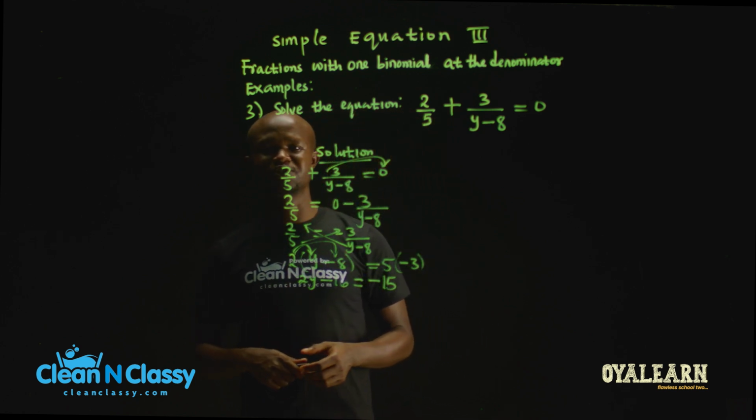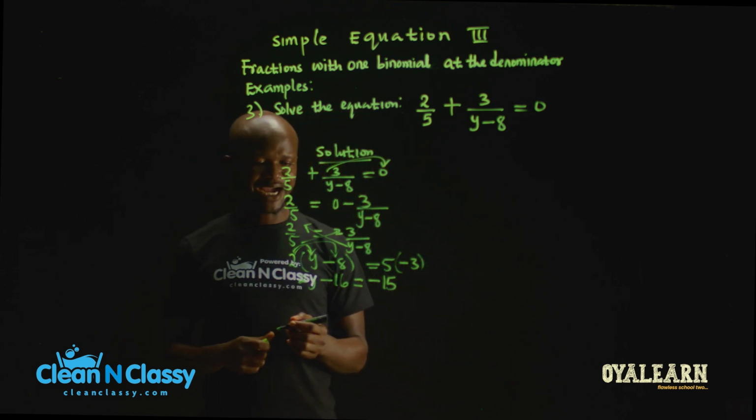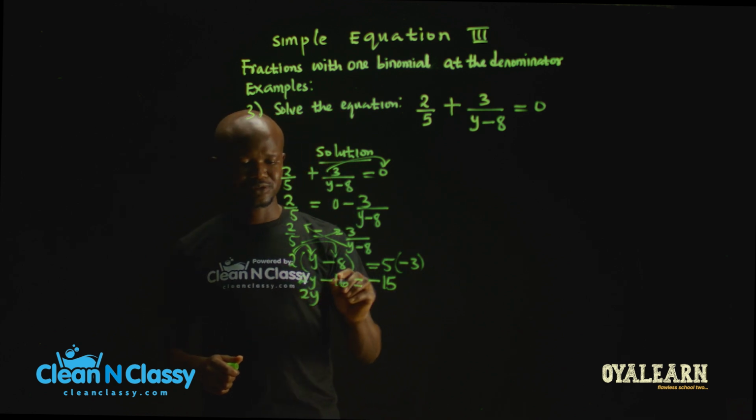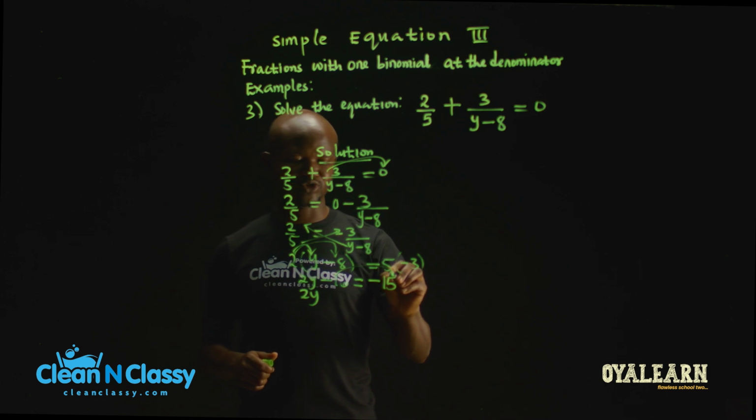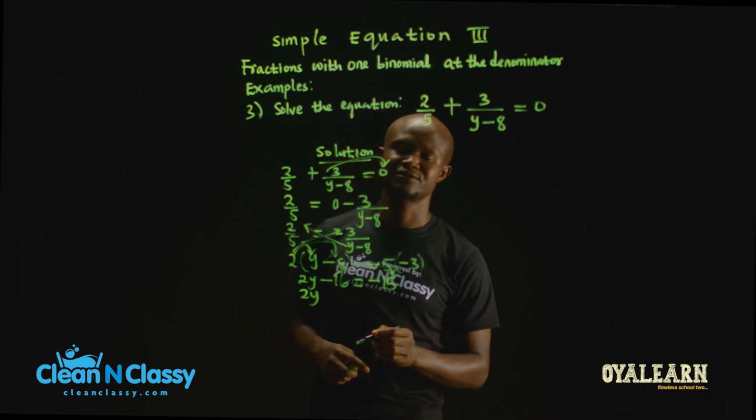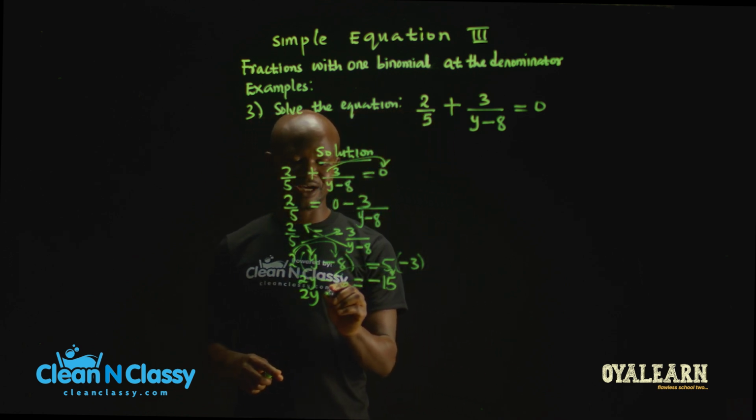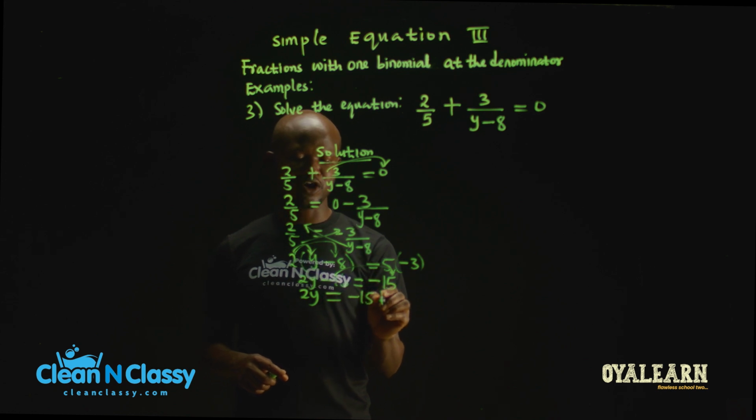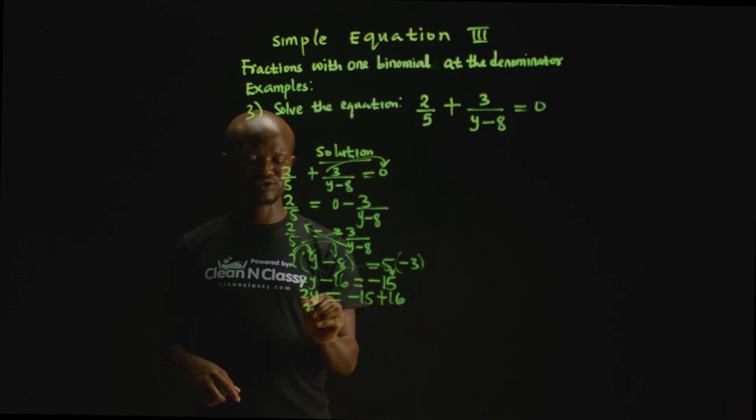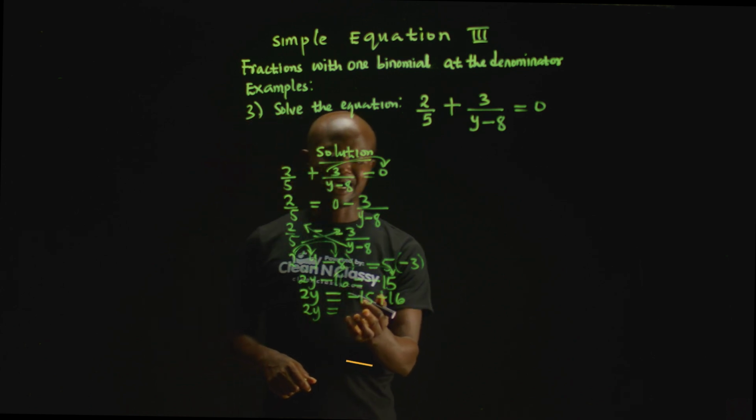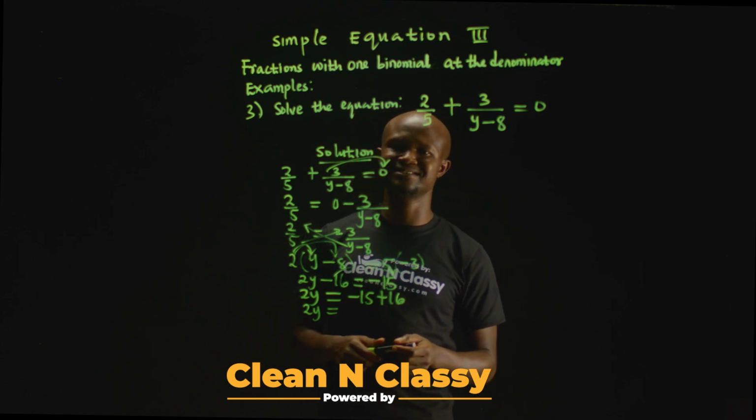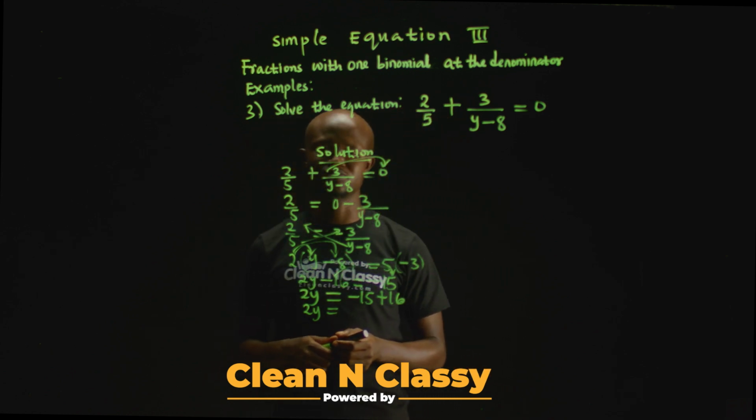Now, the next step is to collect the like terms. Minus 16 and minus 15 are like terms. We are going to take minus 16 to the right to meet minus 15. When we move minus 16 to the right, it becomes plus 16. So we are going to have minus 15 plus 16. Now we have 2y equals what? At the right hand side, we have minus 15 plus 16. It's the same thing as 16 minus 15, and that is equal to 1.